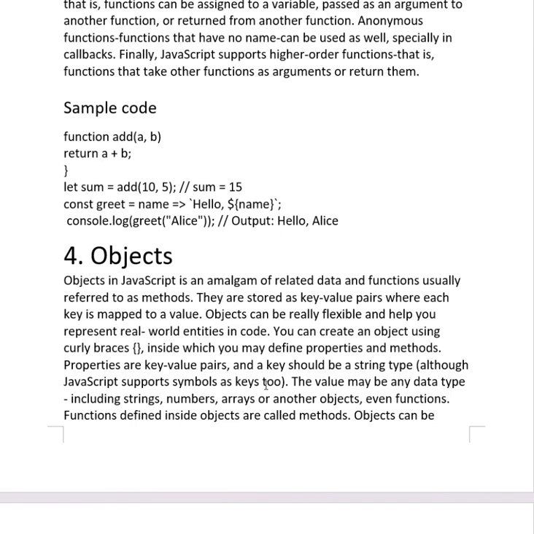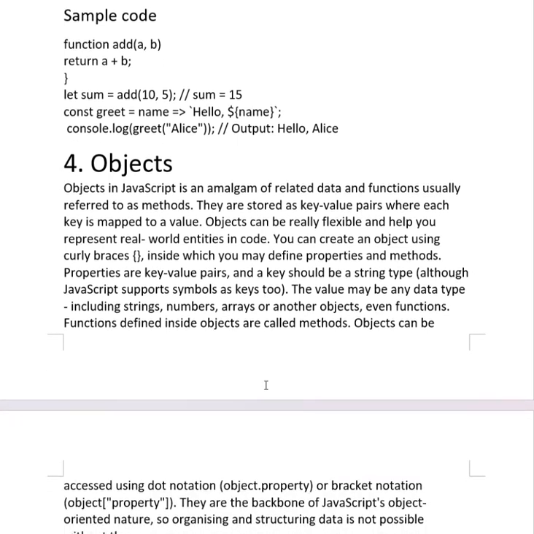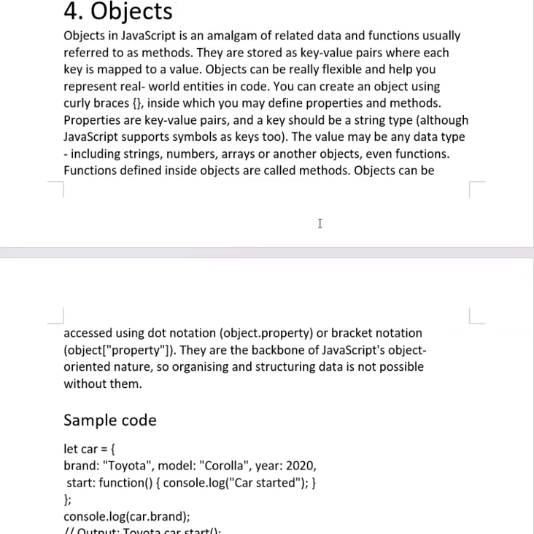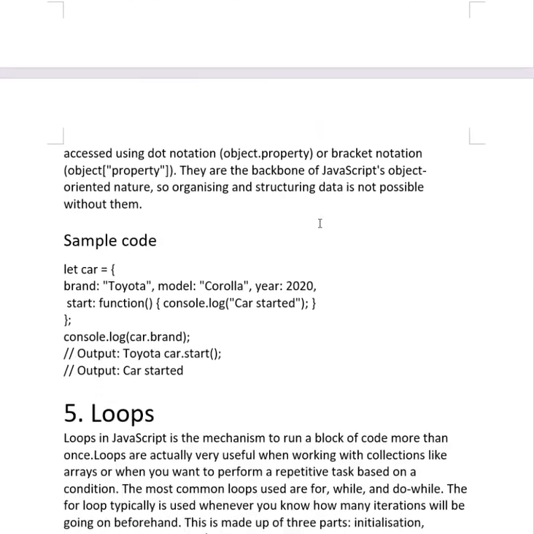The value may be any type, including strings, numbers, arrays, or other objects, or even functions. Functions defined inside objects are called methods. Objects can be accessed using dot notation or bracket notation. They are the backbone of JavaScript's object oriented nature, so organizing and structuring data is not possible without them.